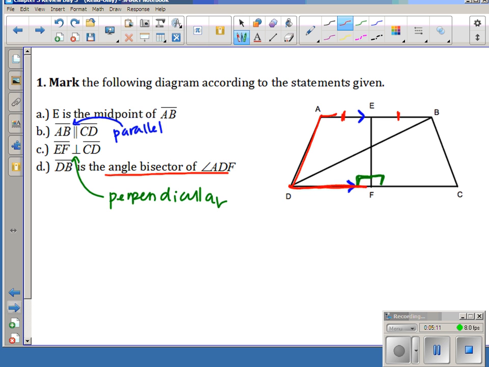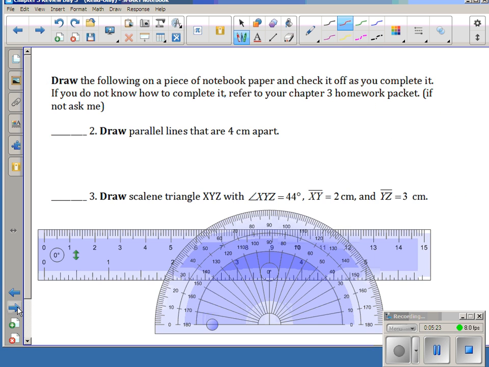So the angle we're looking at is highlighted in red right there. This DB segment is an angle bisector, so that means we know that ADB is congruent to BDF. Make those two markings, okay? The next one says draw.